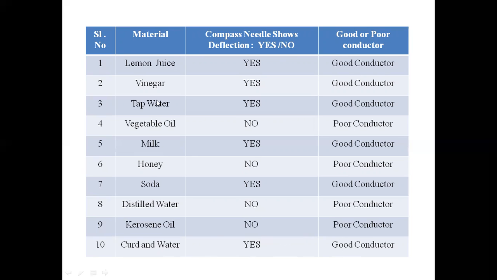Thus, children, in today's lesson, the main aspect is that by using a tester, we can check the conductivity in liquids. If the bulb glows, or if the LED glows, or if the magnetic needle in the magnetic compass deflects, they are good conductors. If not, they are poor conductors.